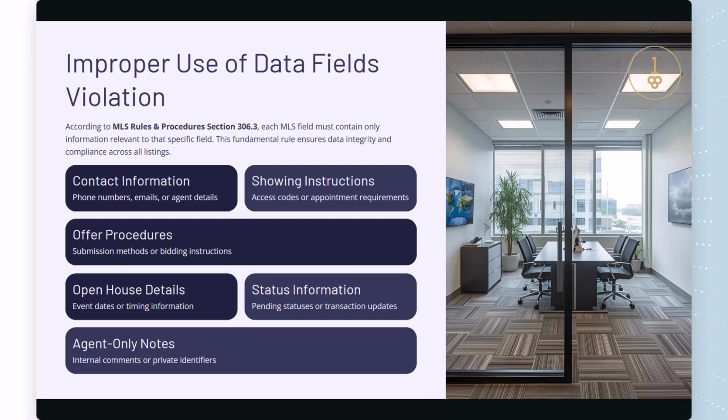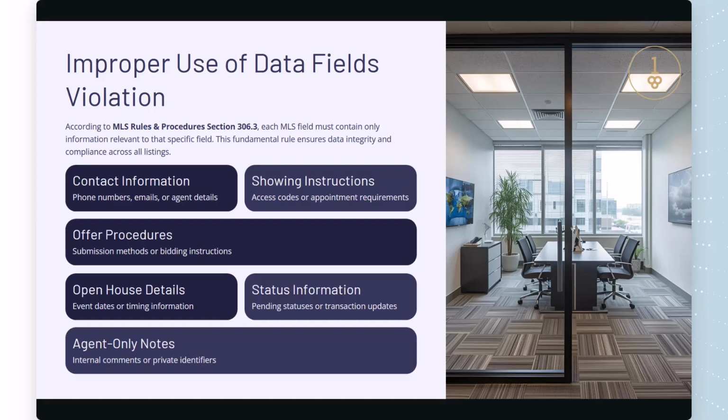Improper use of data fields violation. This is really just a catch-all, and it's meant to maintain consistency across the fields that exist within Add Edit. This refers to MLS Rules and Procedures Section 306.3. What that says is each MLS field may contain only the information that is intended for that specific field.